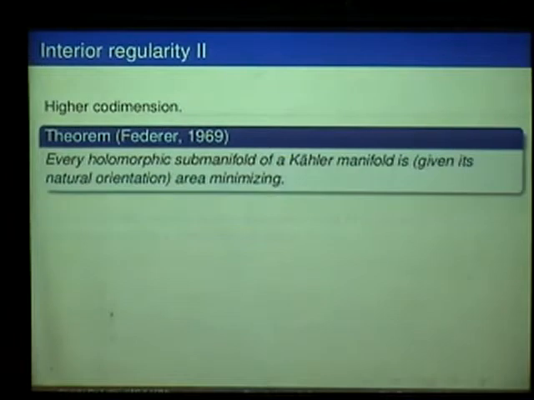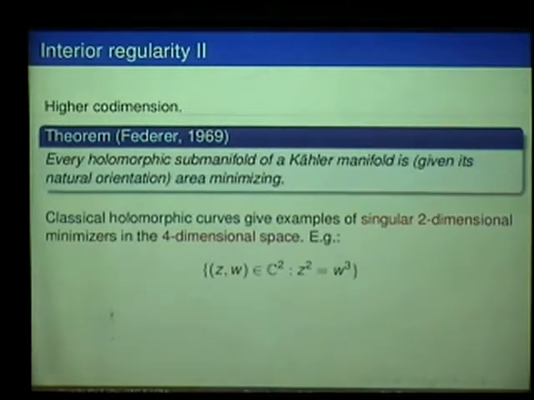It's even more true in higher codimension. There's a classical theorem of Federer which says that every holomorphic submanifold of a Kähler manifold is, given its natural orientation, an area minimizing surface, so a solution of the oriented Plateau problem as well. This means that if I take any holomorphic curve in C2, I have a 2-dimensional area minimizing surface in R4. Of course, these objects might be, from the point of view of differential topology, singular, meaning you can have points where, for instance, there are crossings of planes, but you might also have points where you have branching singularities.